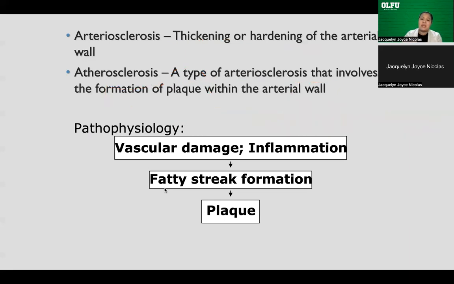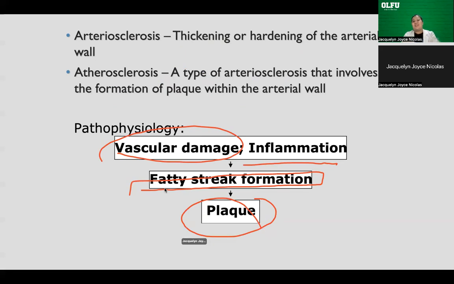Now, what happens in these peripheral arterial diseases is that there is vascular damage, so therefore it leads to the inflammation sequence. And then you have the formation of the plaque, the fatty streak. The longer it stays there, not being released, not being used, it can simply lead to plaque. So that is how peripheral arterial diseases happen.